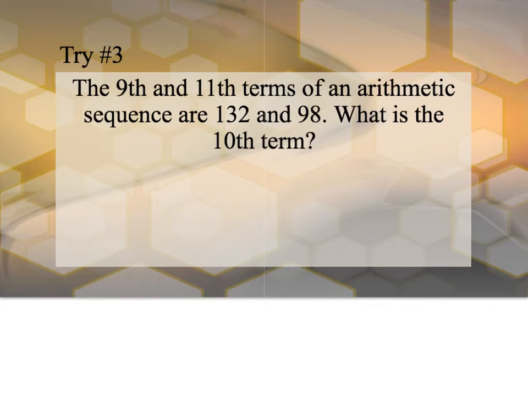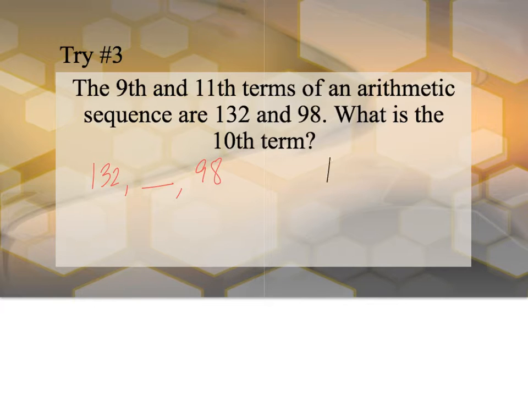In this case, it says the 9th and 11th terms of an arithmetic sequence are 132 and 98. What is the 10th term? So they put it in word format, but it's still the same thing, right? Because the 9th term is 132. We don't know what the 10th term is, and the 11th term is 98.